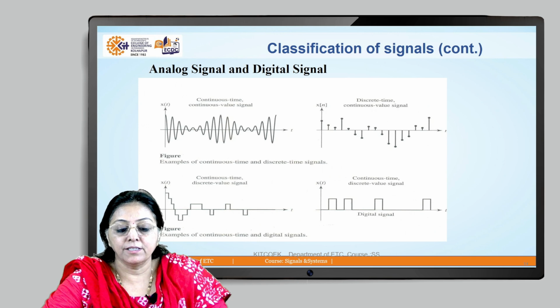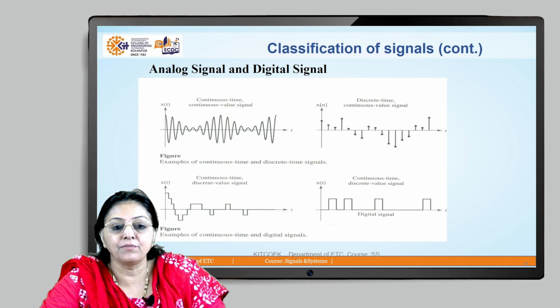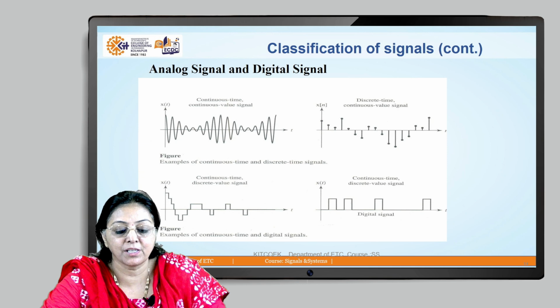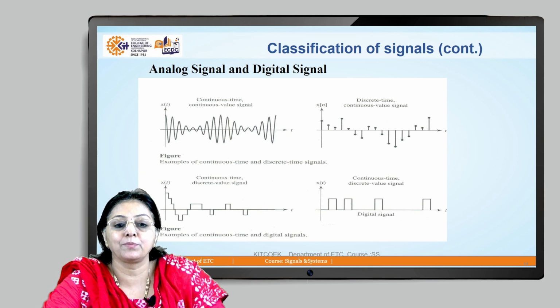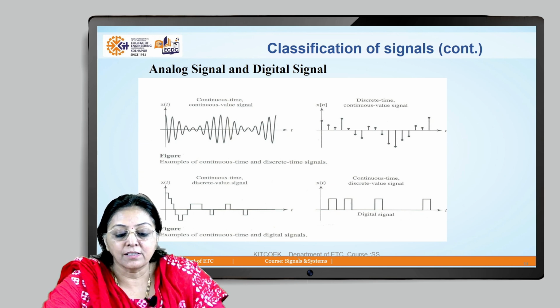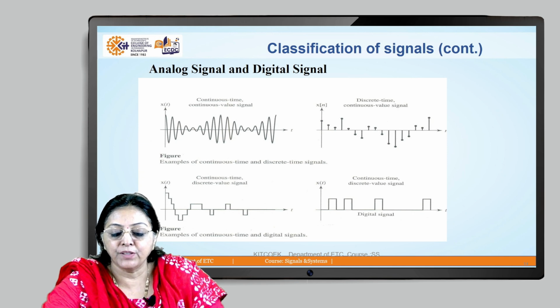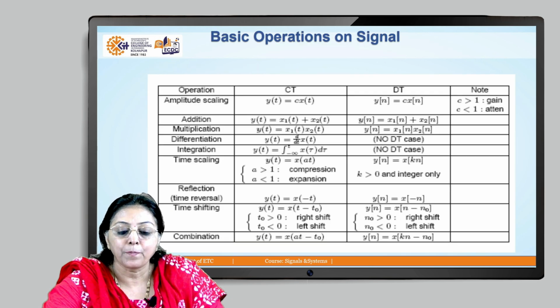Then how can we represent the analog signal and the digital signal? In the first diagram, the leftmost diagrams are analog signals. In that, examples of a continuous time and a discrete time signal are shown, the two diagrams being the continuous time signal and the discrete time signal. Then below is another type of example, the digital signal and the analog signal. That is the discrete value signal and the continuous time discrete value signal. So these are the types of signals we study in the classification of signals.